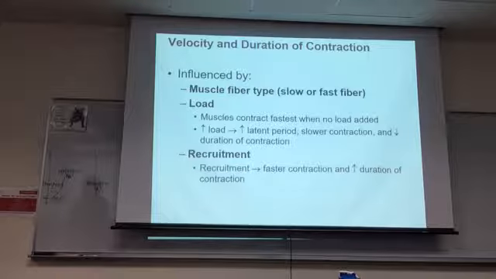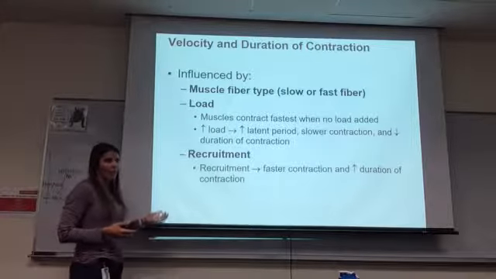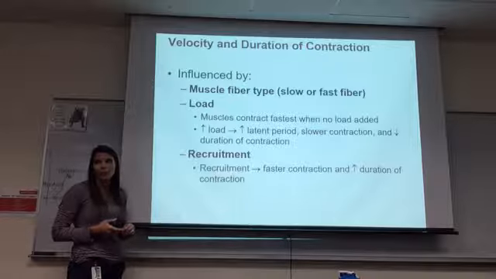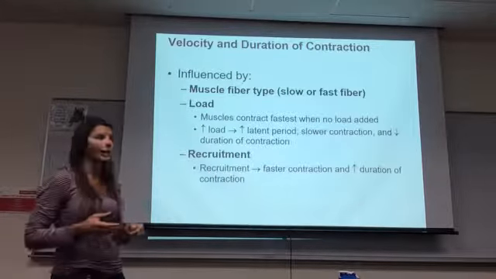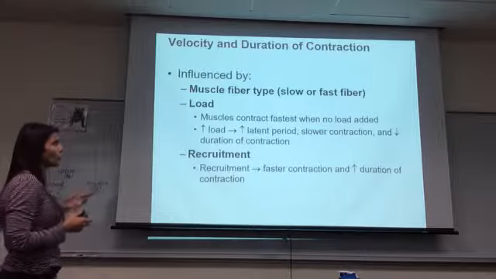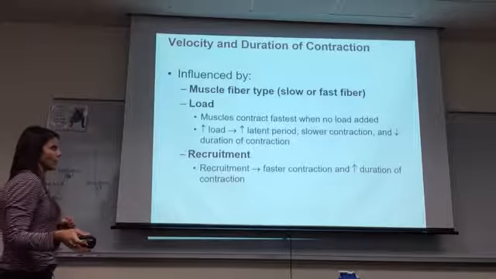Slow and fast fibers. We don't have to know these in detail, but slow fibers contract slowly and relax slowly. Fast fibers contract fast and relax fast. That can be a problem, but the amount of ATP needed for slow fibers is lower, and for fast fibers it increases.